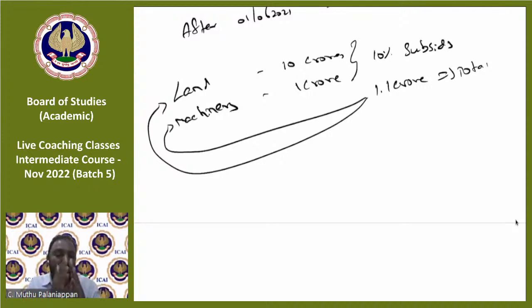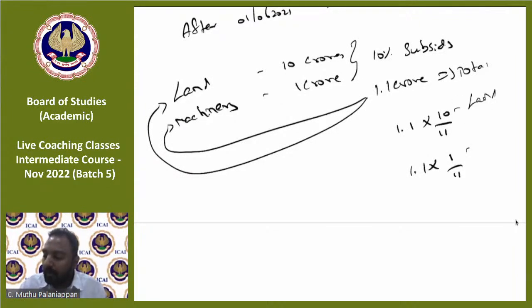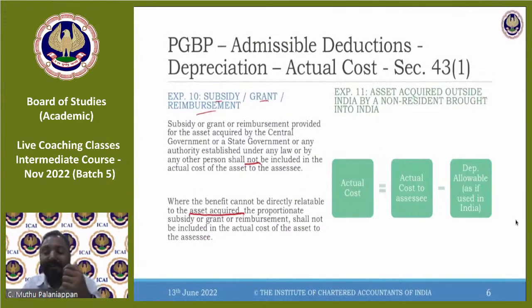Now I need to split this 1.1 crore in proportion. So 1.1 crore into 10 by 11. Similarly, 1.1 crore into 1 by 11. What is 11? The total investment cost. What is 10? It is only relating to land. What is 1? It is only relating to machinery. So that's how you take the proportion. That's what the provision says. Where the benefit cannot be directly related to the asset acquired, the proportionate subsidy, grant, or reimbursement shall not be included in the actual cost of the asset to the assessee. So only the proportionate grant will be removed from the actual cost. The rest of it will continue to be there. So that's what it is about: subsidy, grant, or reimbursement for that particular asset.